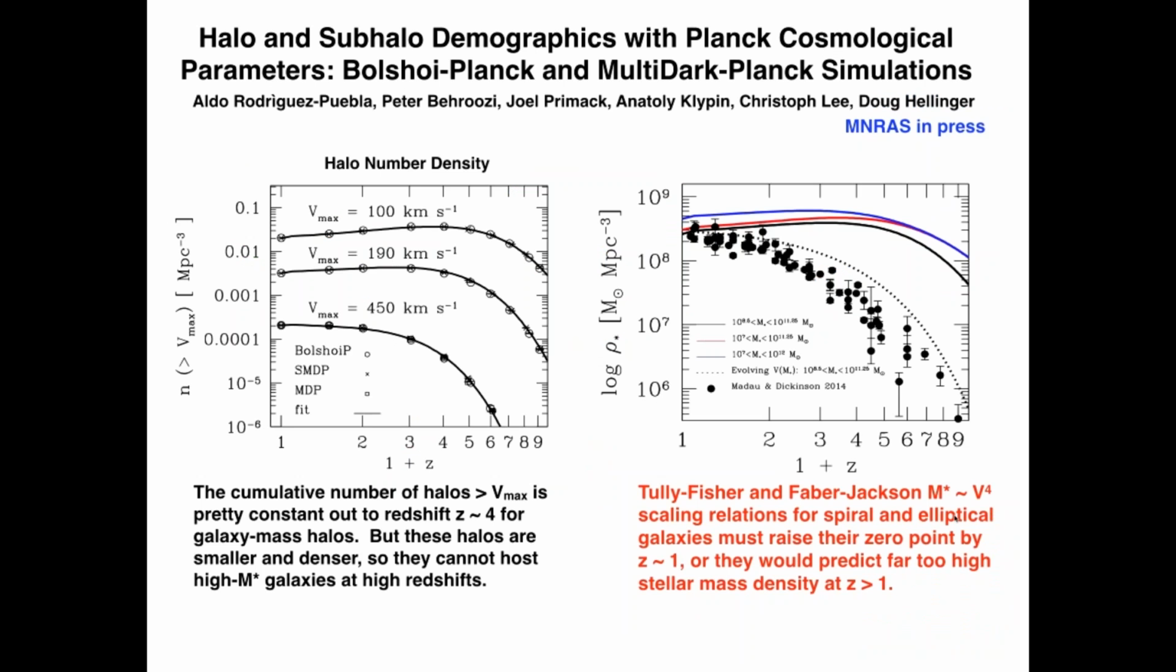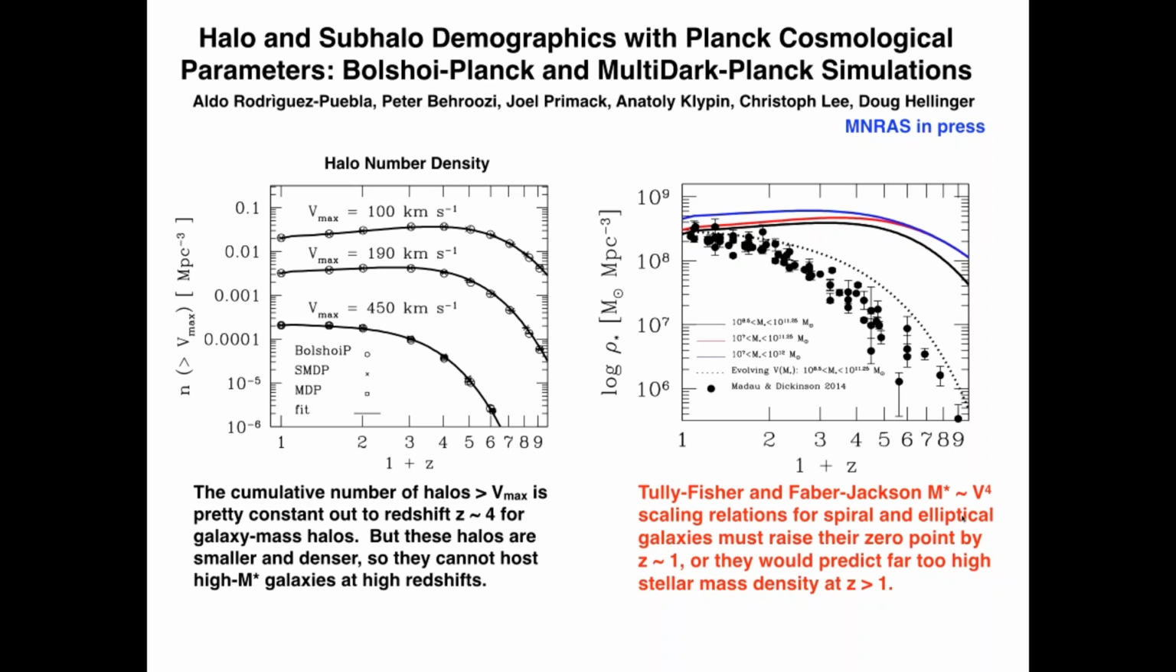The next slide makes an interesting point, that the number density of dark matter halos of about 200 kilometers per second internal velocity, maximum circular velocity, hardly changes out to redshift 3 or 4. It's about the same as it is at redshift 0.